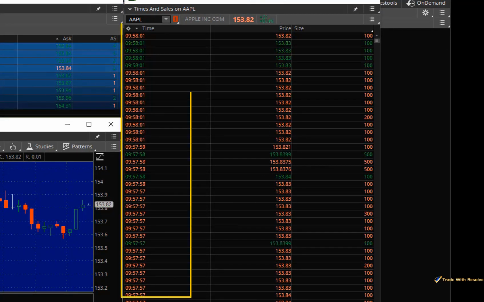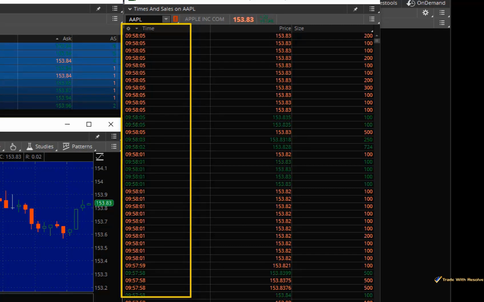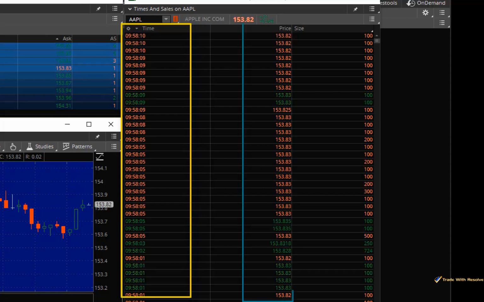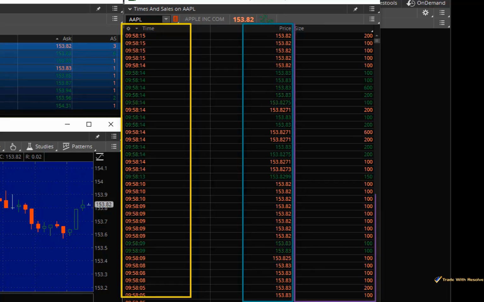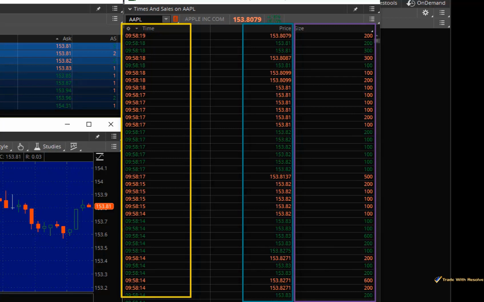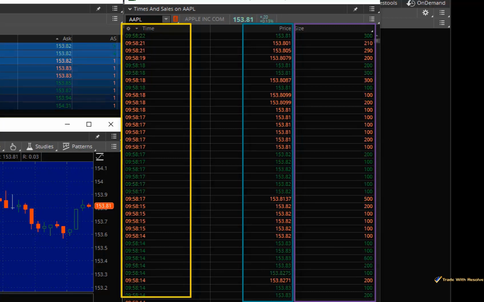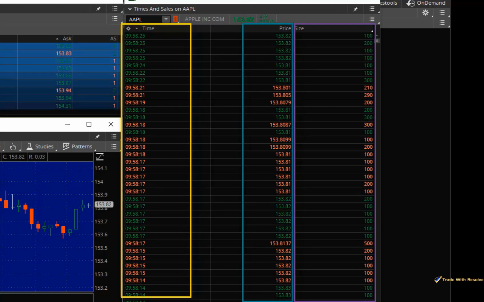So here on the time and sales, you can see we have a time column, and every few seconds you see a transaction take place. Again, whenever the transactions are red, someone made a sell. When the transactions are green, someone made a buy. We have the price here in the middle column, and in the column on the right-hand side, we have the size, so the number of shares.